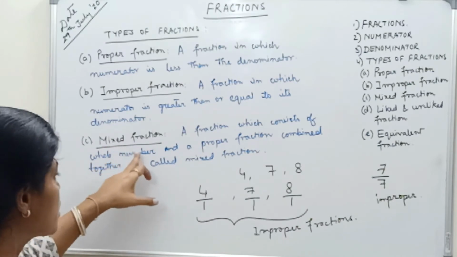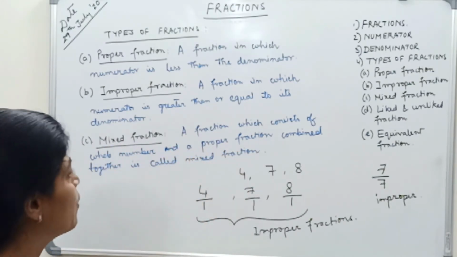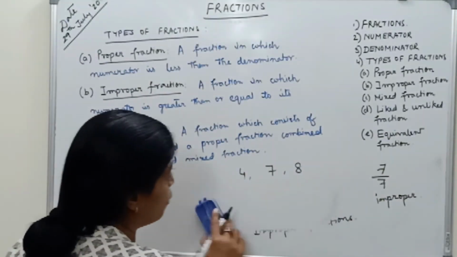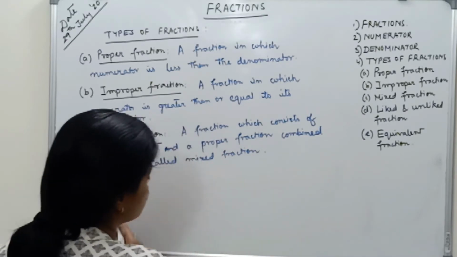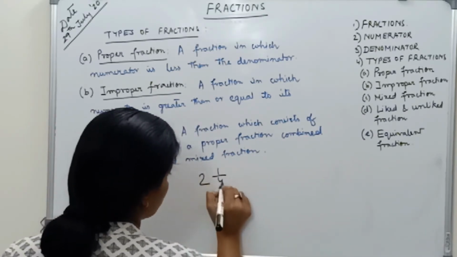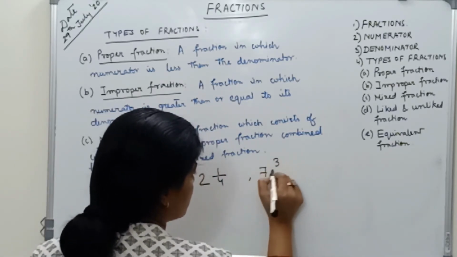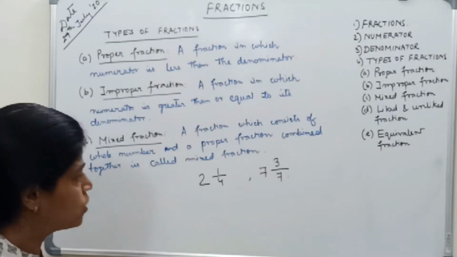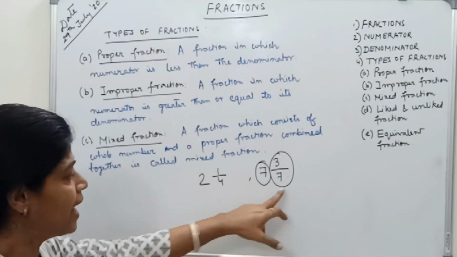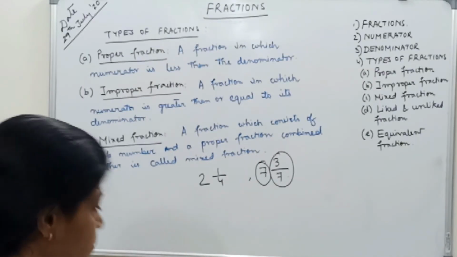And what is a mixed fraction? A fraction which consists of a whole number and a proper fraction combined together is called a mixed fraction. Any whole number, suppose 2 is a whole number and then 1 by 4. Or 7 is a whole number, then 3 by 7. So this is a whole number and this is a fraction. A whole number and a proper fraction combined together is called a mixed fraction.